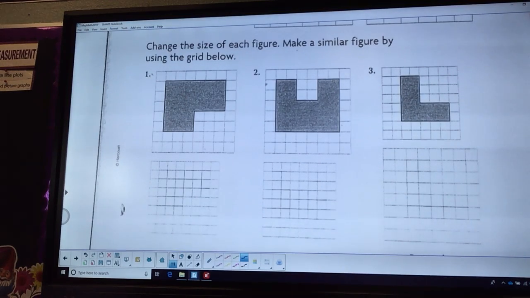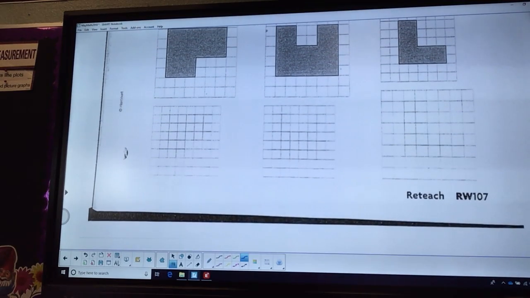It says change the size of each figure, make a similar figure by using the grid below. Okay, this is just the opposite of what we did on the other side. You're going from a larger grid on some of these down to a smaller grid. Okay, remember to count and put your points first and then go ahead.